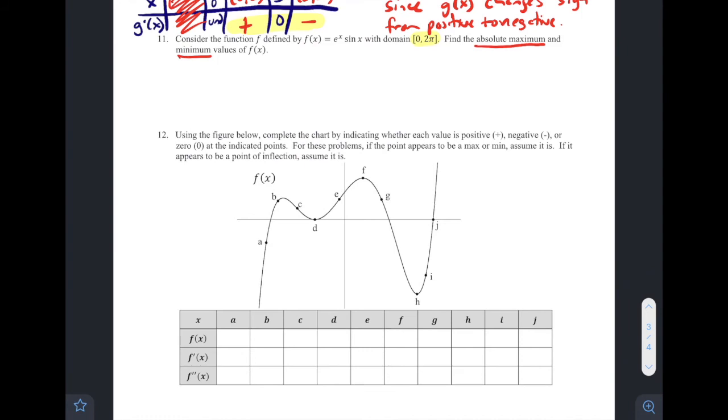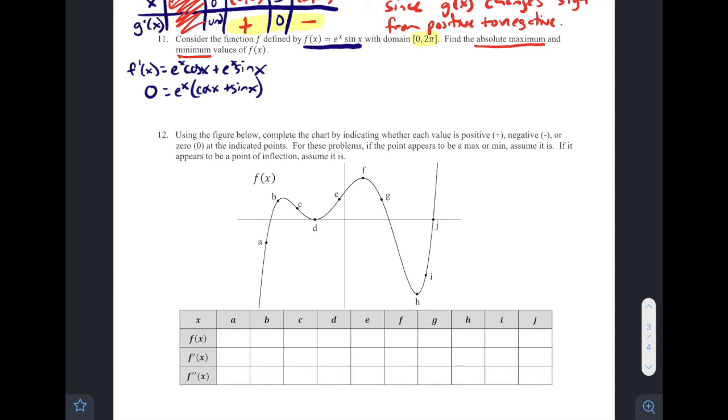So our critical values are going to be places where the derivative is equal to 0 or it's undefined. This looks like we're going to need to apply the product rule for it. So if we do that, that's e to the x cos x plus e to the x sine x would be our derivative for this, which we could factor out and say is e to the x times cos x plus sine x. And we want to know where that derivative is equal to 0.